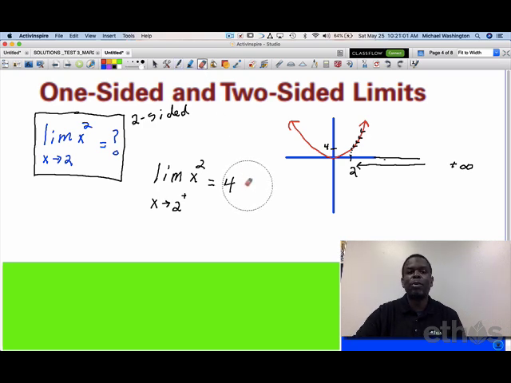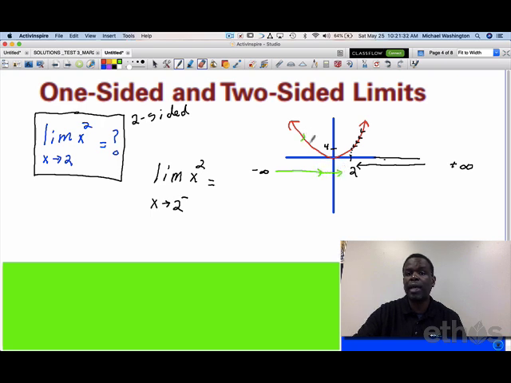Likewise, we can approach from another side. We can approach from the left side. So what is the limit of x squared as x approaches 2? If I want to approach from the other side, we will put a little negative symbol here, which indicates we are approaching from negative infinity. We'll change colors here. We're landing on 2 from the left side, coming in from this side.